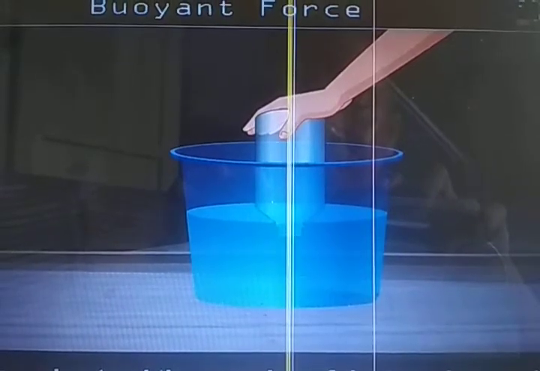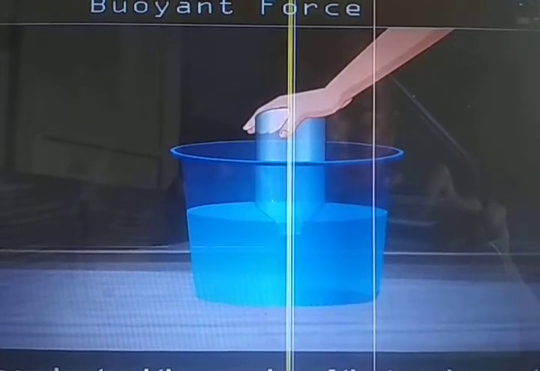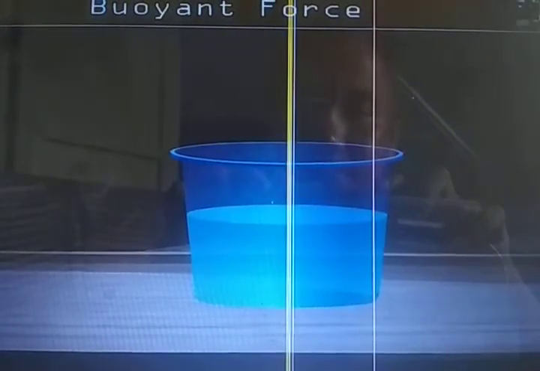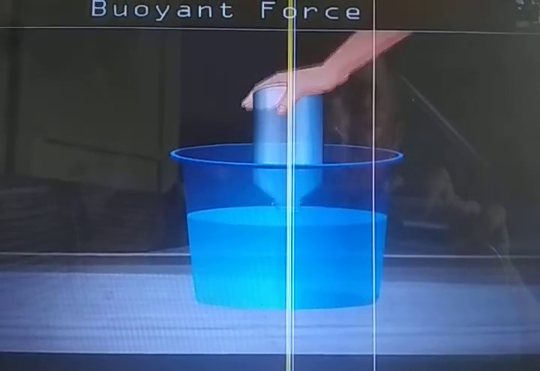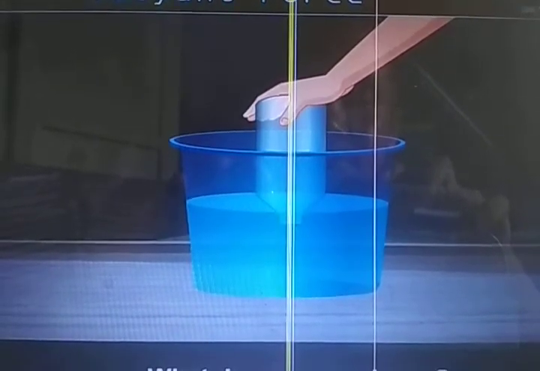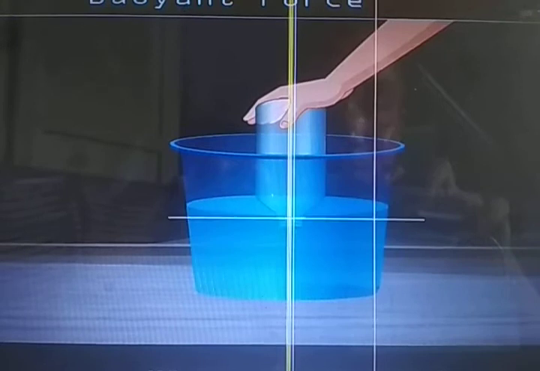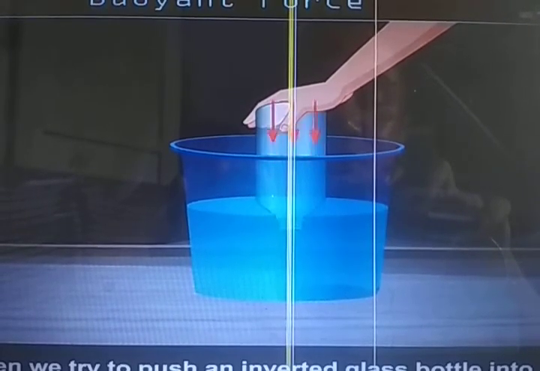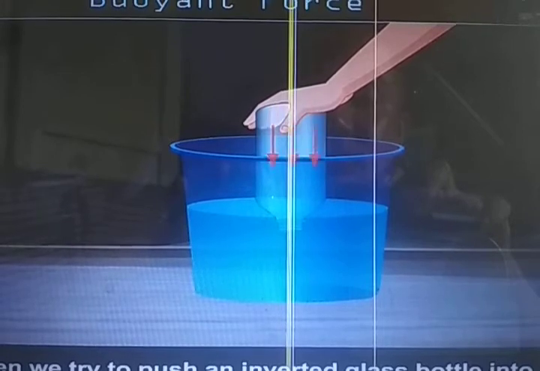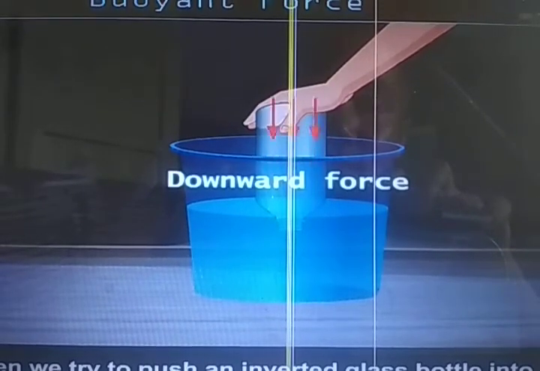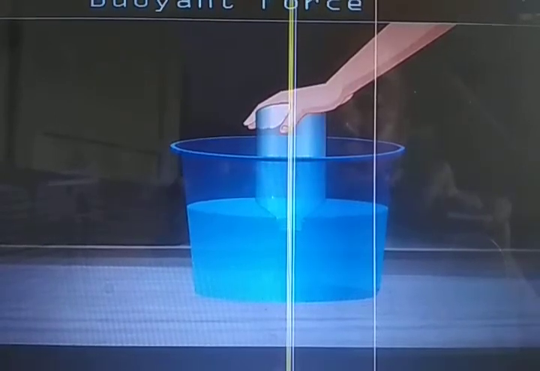Take a bucket full of water and push an inverted glass bottle in the bucket. What do you experience from here? When we try to push an inverted glass bottle into a bucket full of water, we have to apply force downward. We apply downward force.